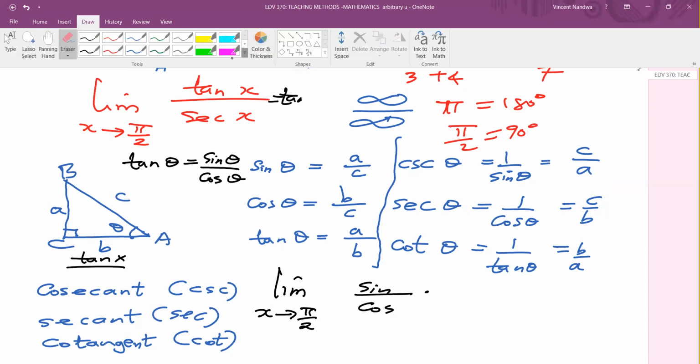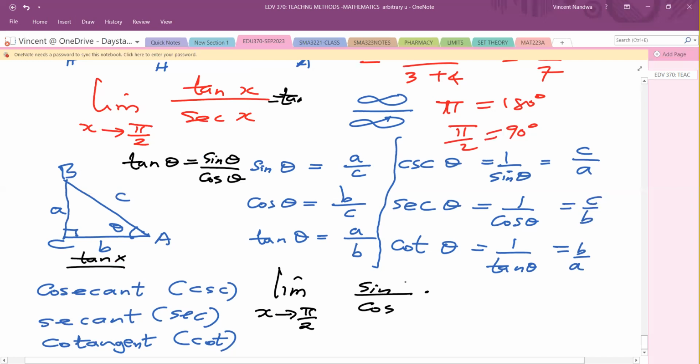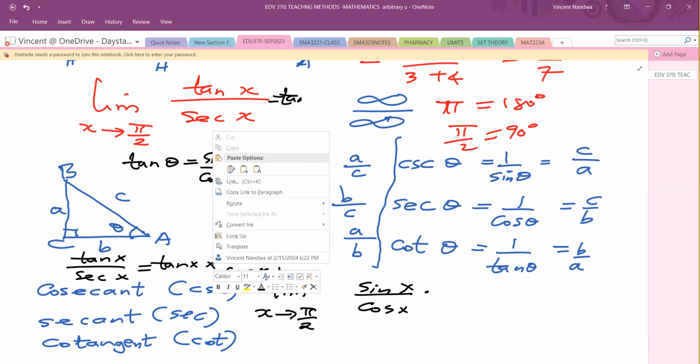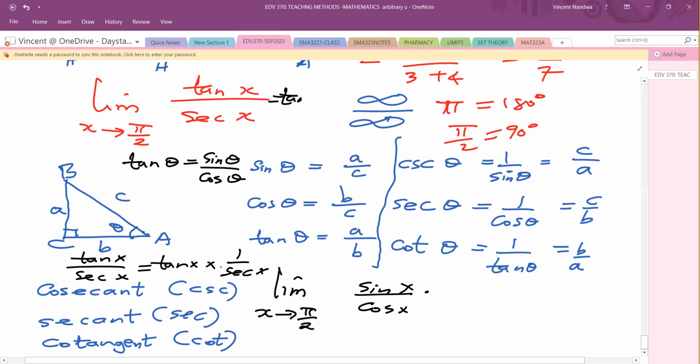Nikiandika tan x over sec x, so this an x, this an x. Ni kama tu nikiandika tan x na ni multiply na 1 over sec x. I think you should be able to realize that those two are the same. Ni kama nikupatia a over b is the same as a times 1 over b. Sindio? Sasa hii ninaandika kama tan x which is the same as sin x over x times 1 over sec x.